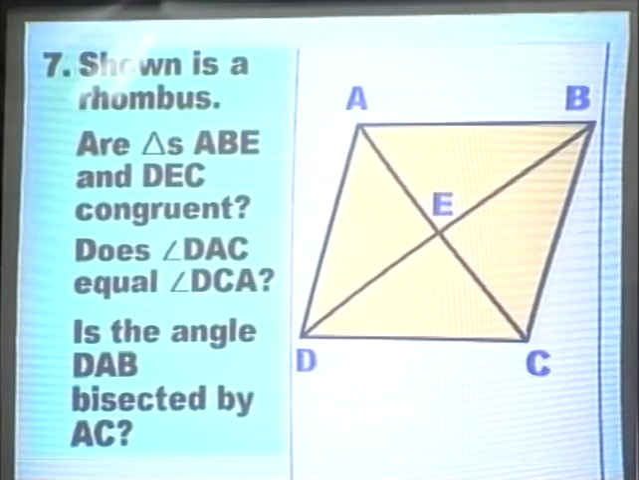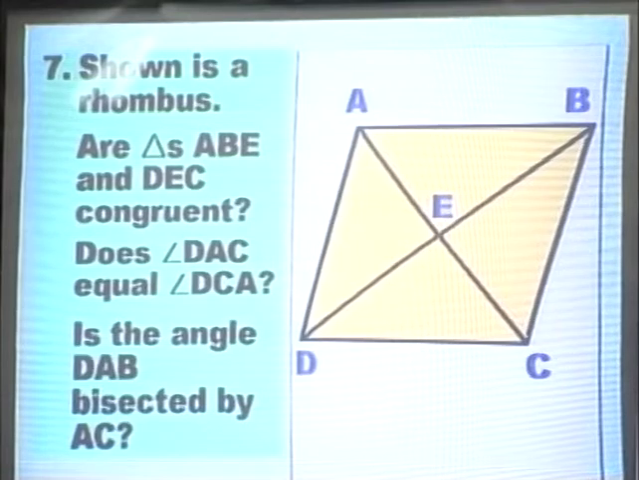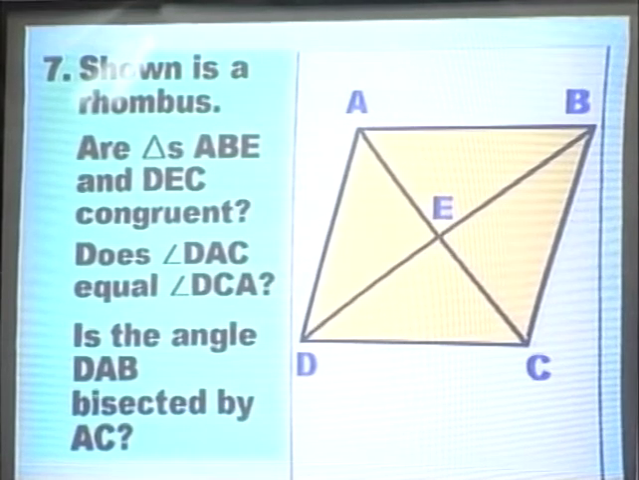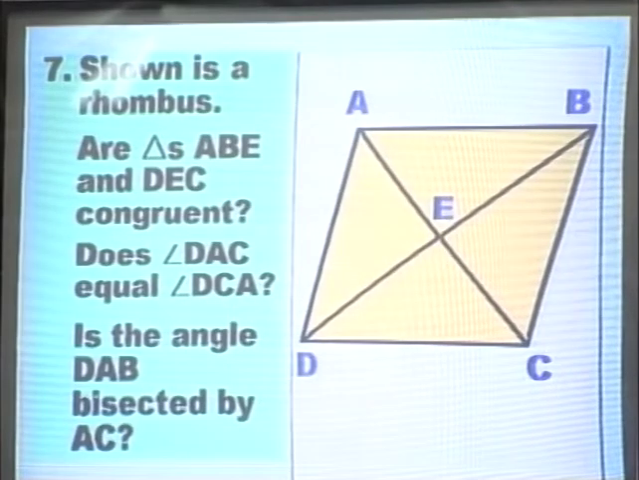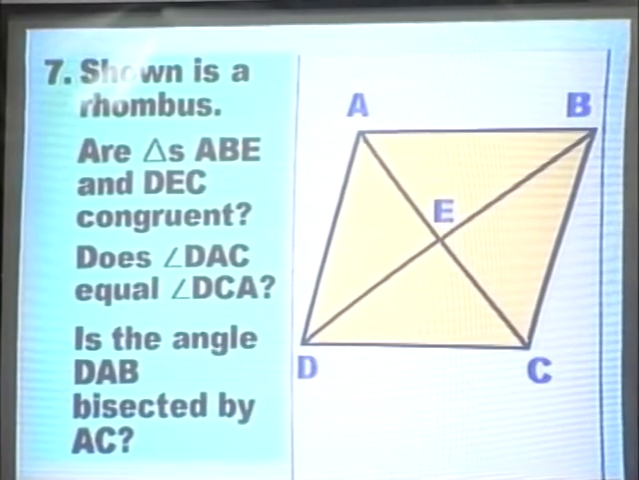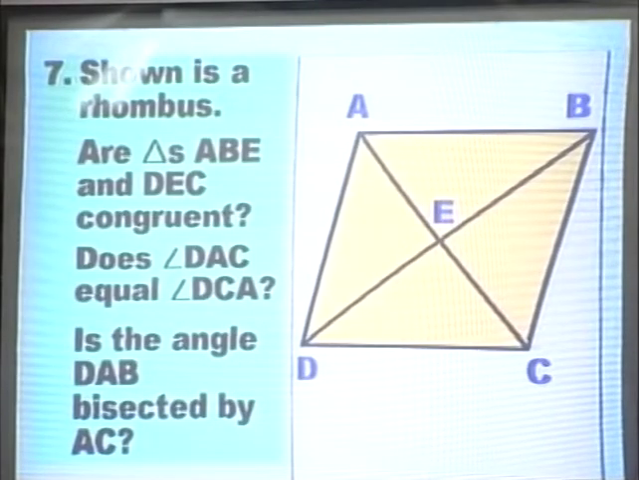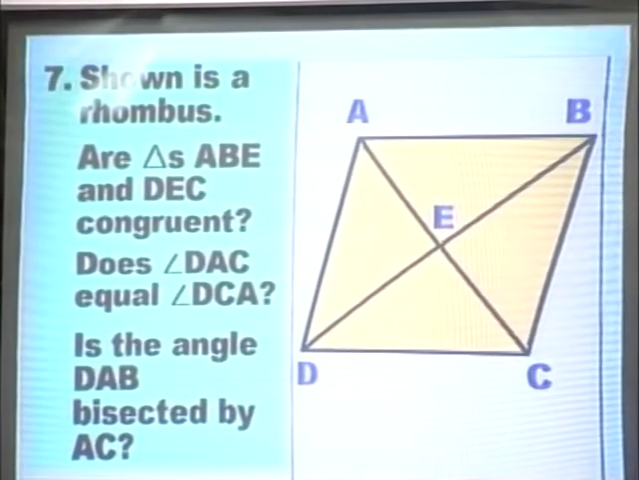The reason is very simple, you know. What type of triangle is ADC? Isosceles triangle. That's why angle DAC and DCA are equal. Okay, next one. Is the angle DAB bisected by the line AC? Yes. Yes, okay.